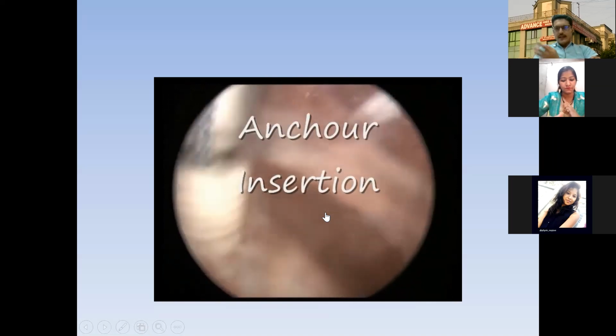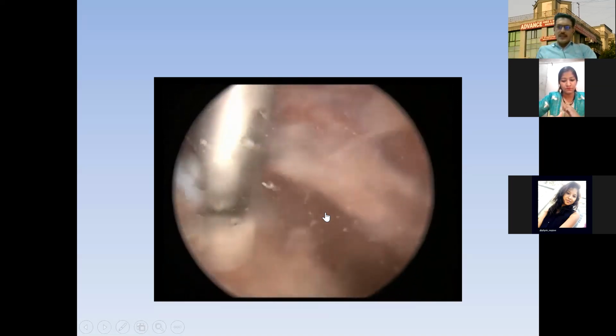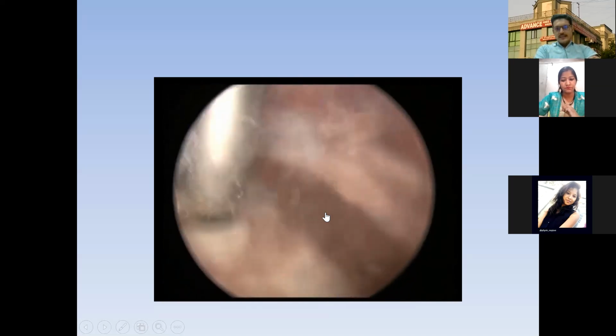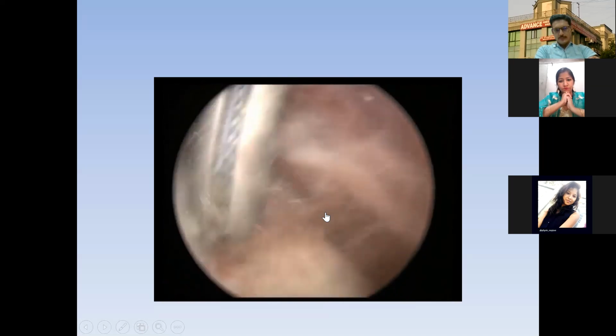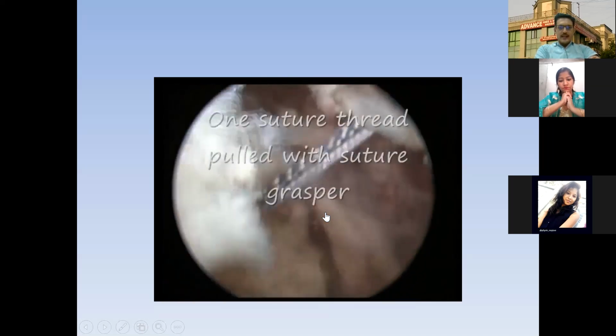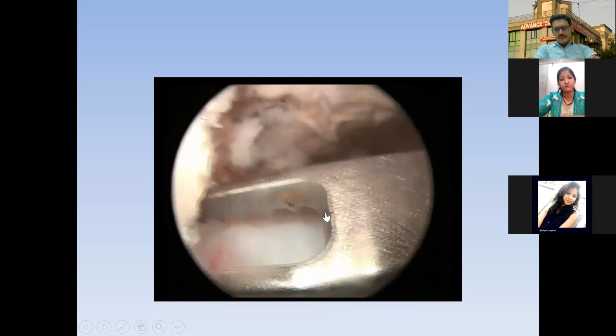Now what is an anchor? An anchor is basically a device which fits into the bone, and from there the threads will emerge out. And these threads can be used to repair the tissue. So this is the rotator cuff repair surgery being done. And now what we will do is we will pass the sutures one by one. So here we are passing the sutures.